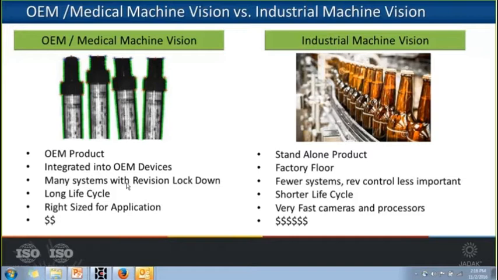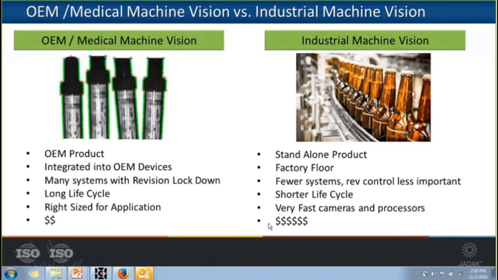In the OEM or medical machine vision, for instance, this device, it may be making thousands of devices a year, and that device has some kind of FDA certification with it. So the OEM manufacturer is going to want every one of those cameras to be exactly the same. It's going to have revision lockdown. It may be a system that's going to be on the market for 10 or 15 years, so it's got to have a really long life cycle.